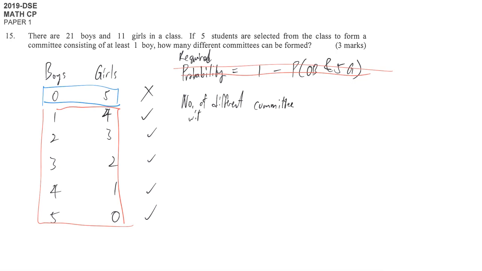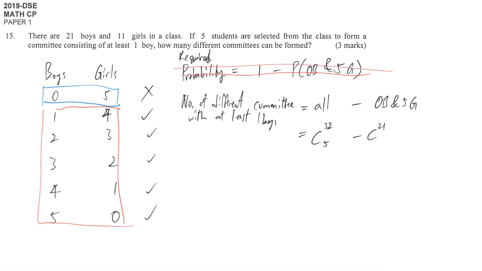With at least one boy is equal to all possibility, and then minus the target, which is 0 boys and 5 girls. Among all students, we have 32 students in total. We are going to choose 5. This is the number of combinations without any constraint. And then we have to exclude the only case that we don't accept.